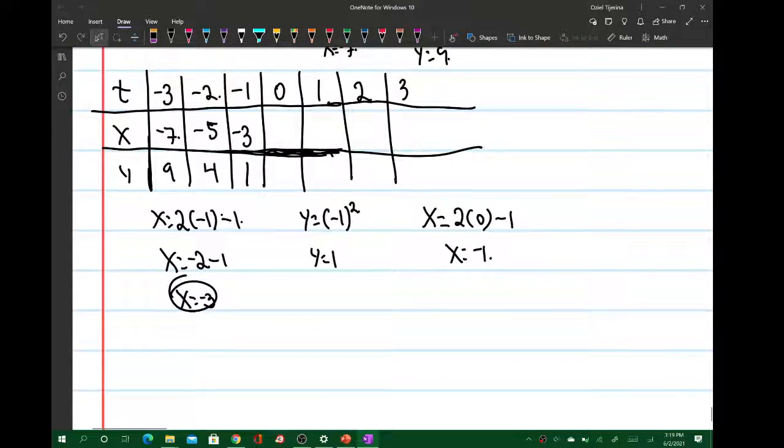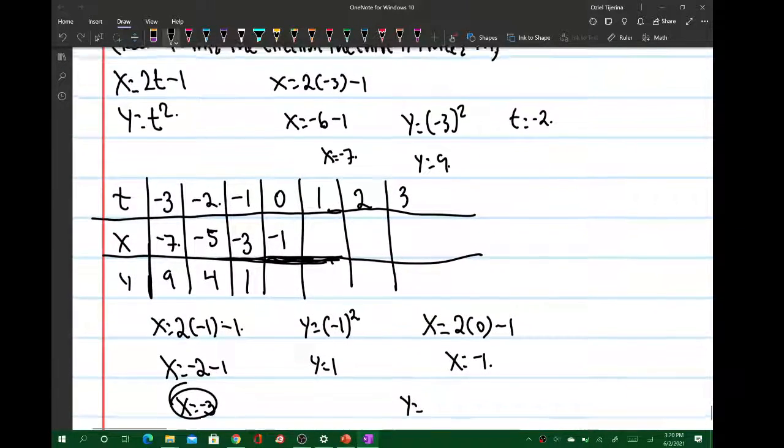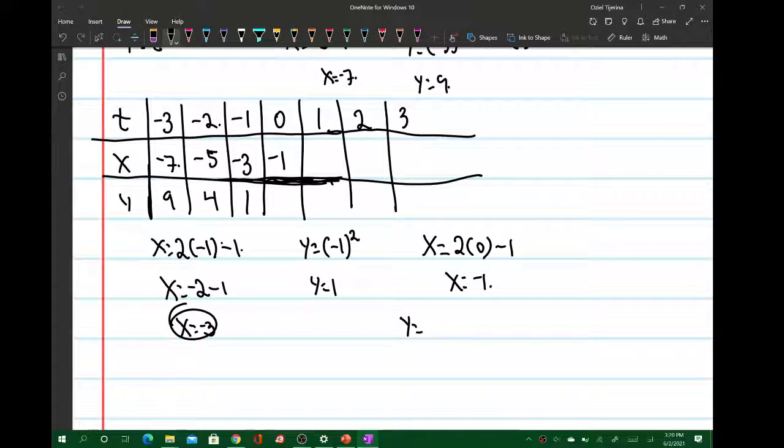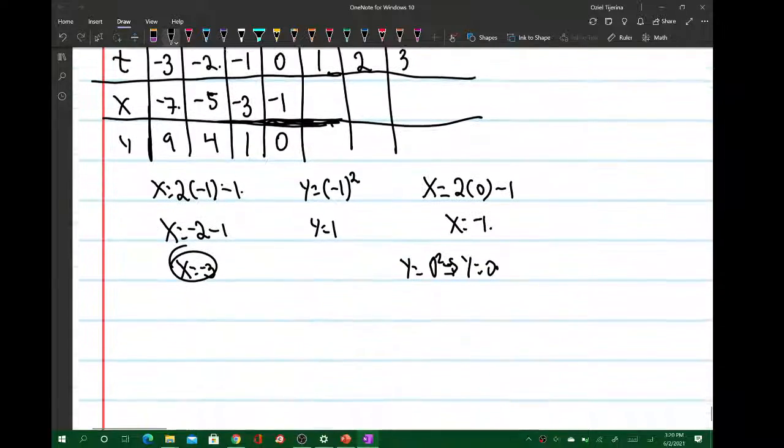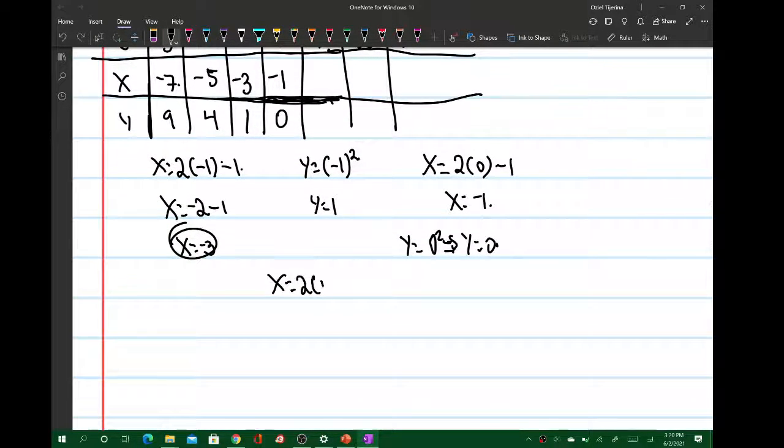So now we have x equals 2 times 0 minus 1, that's x equals -1, and for t equals 0, y equals 0 squared, which is y equals 0. And then for t equals 1, x equals 2 times 1 minus 1, so it's going to be 2 minus 1, which is 1. So x equals 1, right?